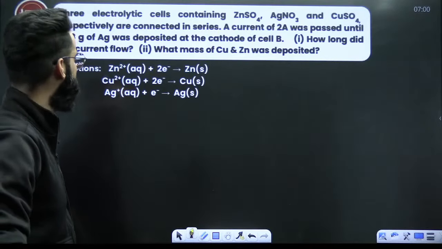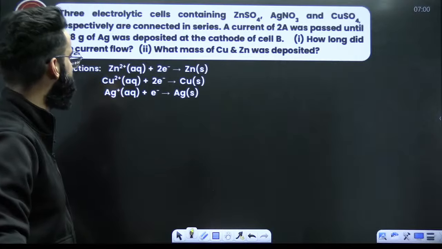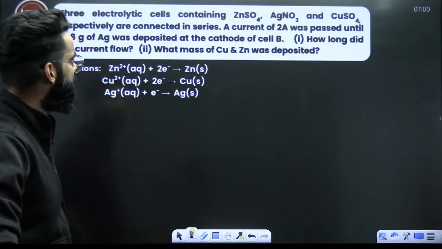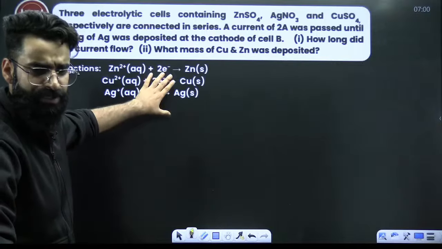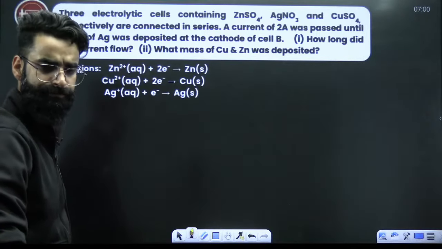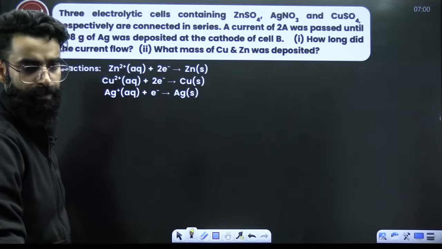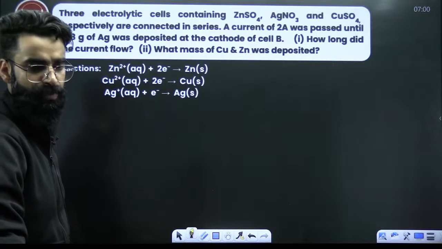Three electrolytic cells containing zinc sulfate, AgNO3 and copper sulfate respectively are connected in series. A current of 2 amperes was passed until 1.08 grams of silver was deposited at the cathode of cell B. How long did the current flow? What mass of copper and zinc was deposited? Tell me, can you solve this question on your own? If you can, then I'll move on to the next topic.